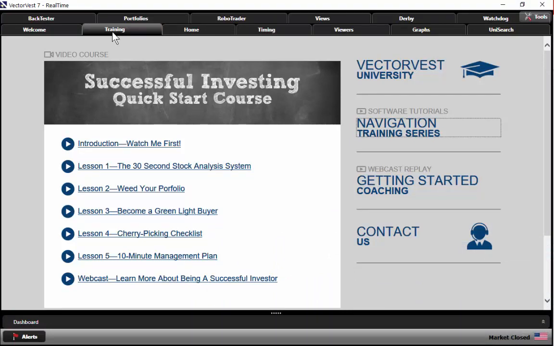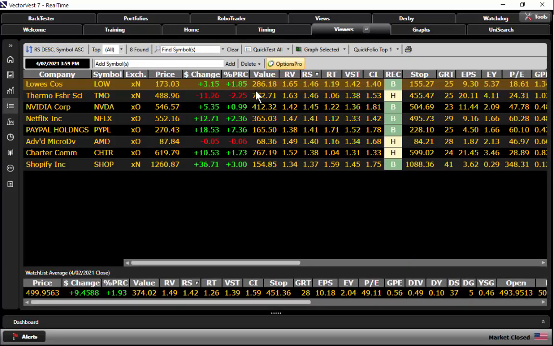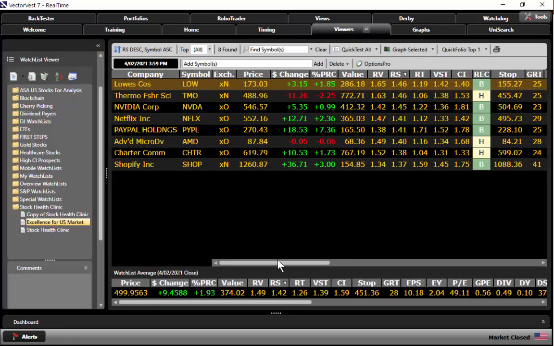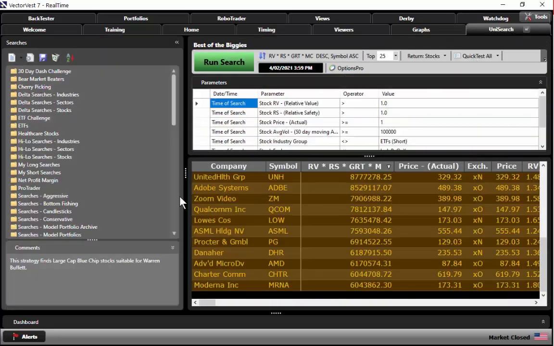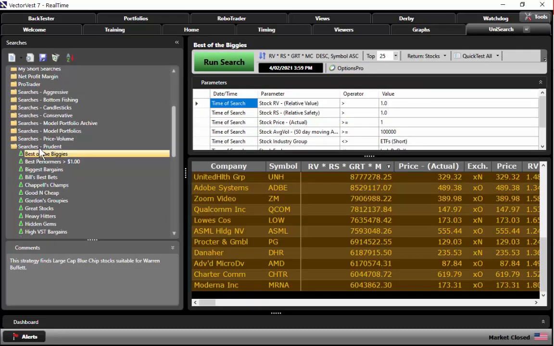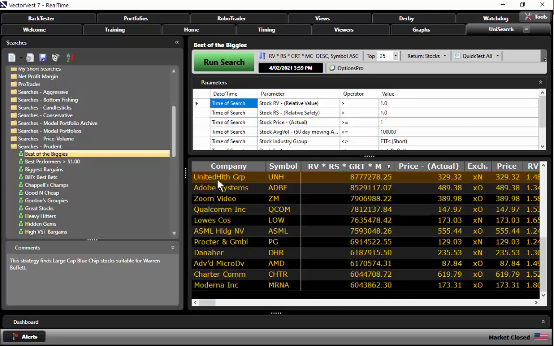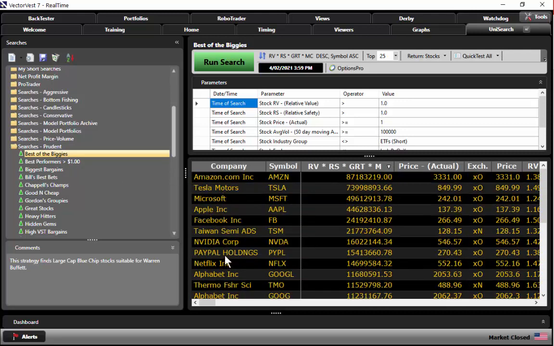All right, so there it is. So if you're asking, let's just go back to that portfolio again. So there we are. That's the excellence one that I used with VectorVest with just a few clicks of the button. Remember what I did? I went to Unisearch, and I simply searched for Prudent Best of the Biggies, some of the biggest blue chip performers in America, and household names. Just about everything on here you've probably heard of, right? And I simply said, well, 25 would be enough for me.